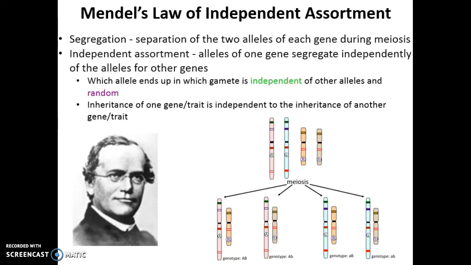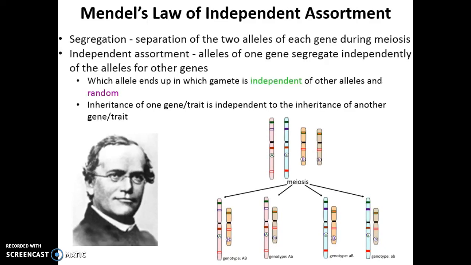Now, in his law of independent assortment, what he said was that during the segregation of alleles, the alleles are going to separate from one another independently from other genes. So what this means is that the inheritance of one gene or trait is going to be completely independent or separate from your inheritance of another gene or trait. So which allele you end up with in your gamete is going to be completely random and independent of other alleles.